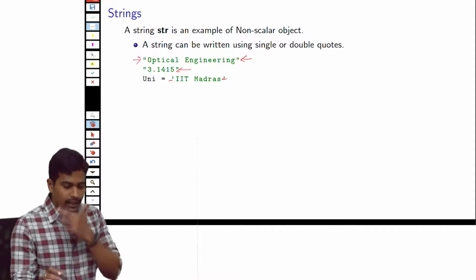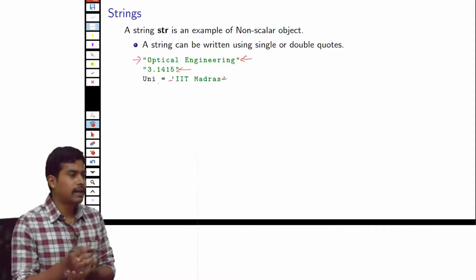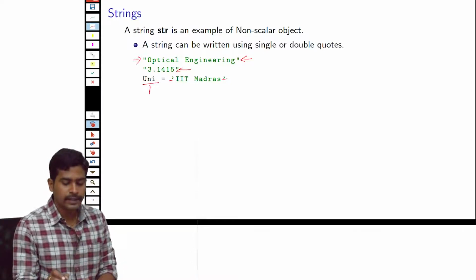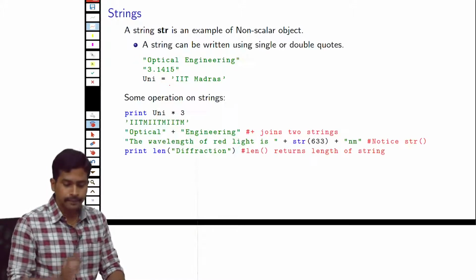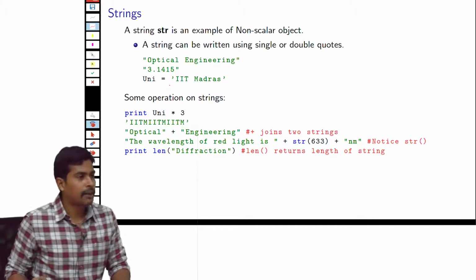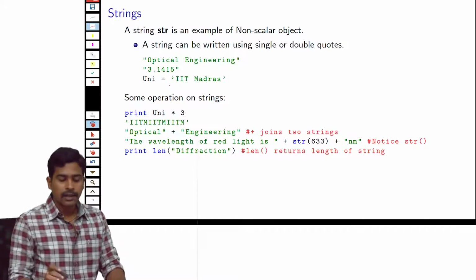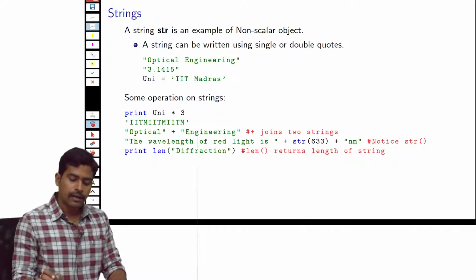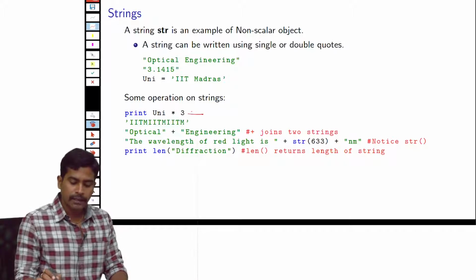Okay. And you can also assign variables to string. For example, here uni is a variable and the value string is assigned to this variable. Okay. And let us see some of the operations that we can do on strings. So this is one operation that can be done on string.